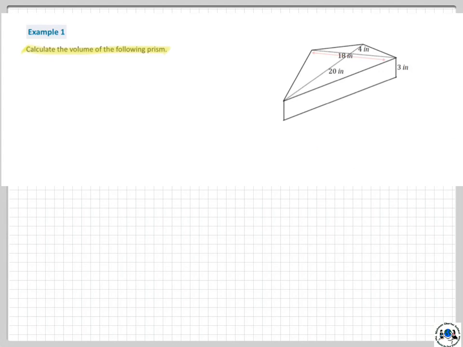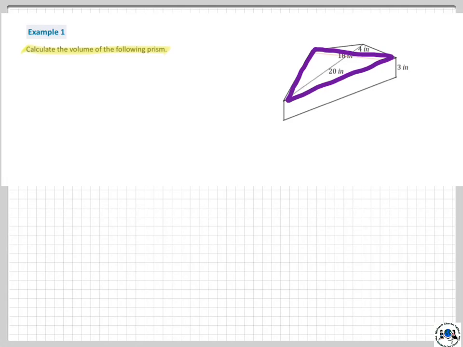So here we go. Example 1, calculate the volume of the following prism. I'm going to recommend that you go ahead and decompose this prism into two parts, and if you take a look at it, there are two natural parts to decompose. So go ahead and do that with what you know, and come on back and check in.